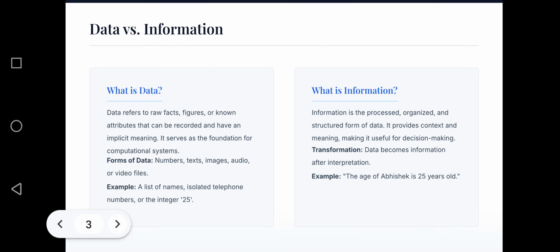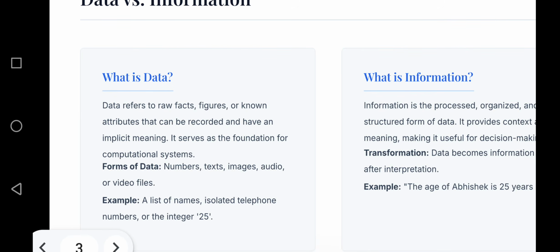So what are the different forms of data, how can we represent data, or what are the examples of data? The forms of data may be numbers, text, images, audio, or video clips, anything like that. We can call it a form of data. Maybe a thing like a chair, a table, an iron box, a heater, everything is a form of data. Examples here are a list of names, isolated telephone numbers, or the integer 25. These are all data. Data means any raw fact which has an implicit meaning.